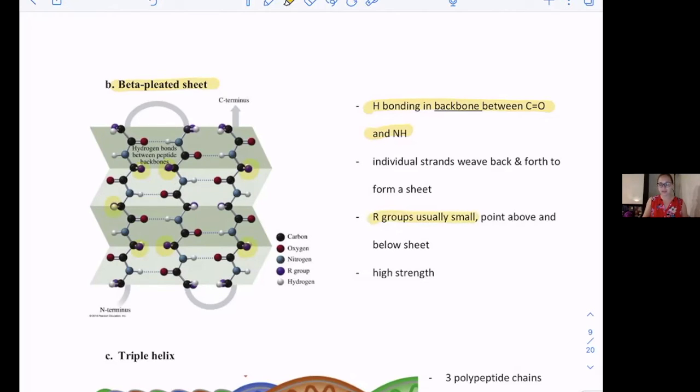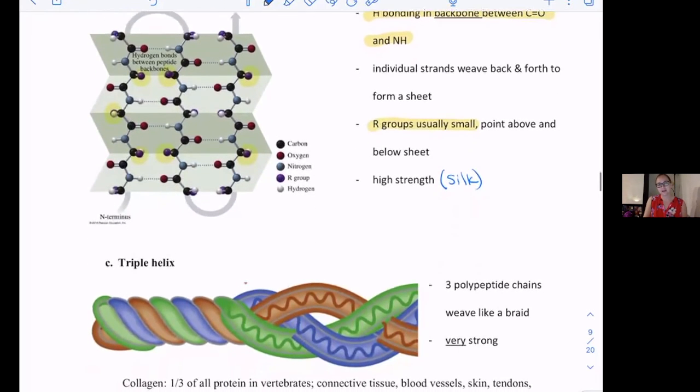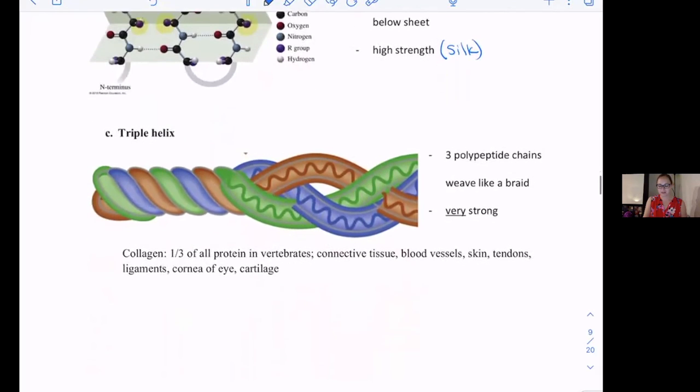Additionally, these are very high strength interactions. You have lots of them, kind of like a piece of paper. If you pull on the ends of a piece of paper, it's not going to unravel very easily. This is the primary interaction in silk, so you can imagine the strength of silk is from these beta pleated sheets.